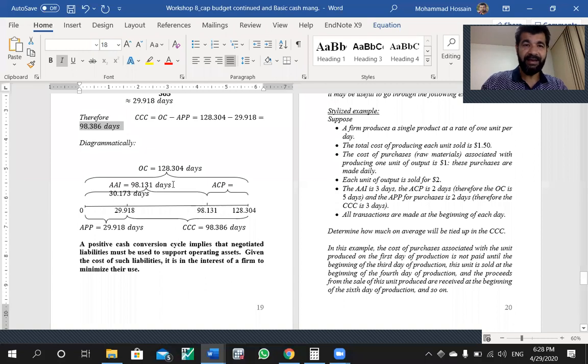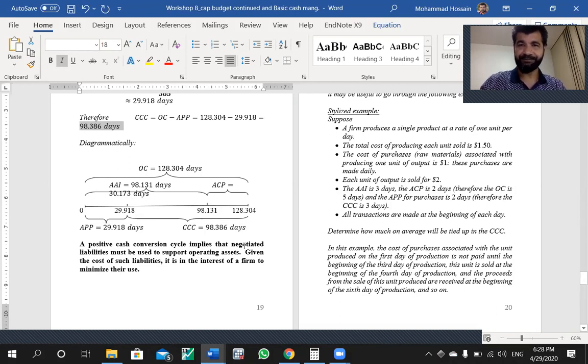Okay, and they have SCP. How long is the SCP here? SCP is actually 30.173 days. So you can see from 0 to 98 days. And here SCP is actually 30.173. So this figure. Okay, and average payment period is 29 days. Cash conversion cycle 98 days. Okay, so they're trying to show you a diagram.